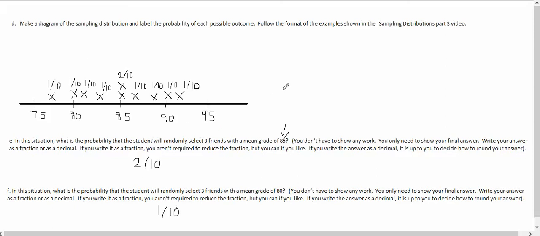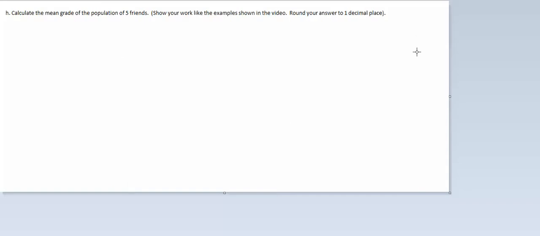Now let's move ahead and go to part H, because like I said, I'm skipping G because it's just another question like E and F. Part H says to calculate the mean grade of the population. So basically calculate the mean of the population. So to do that, all we have to do is add the 5 numbers and divide by 5.